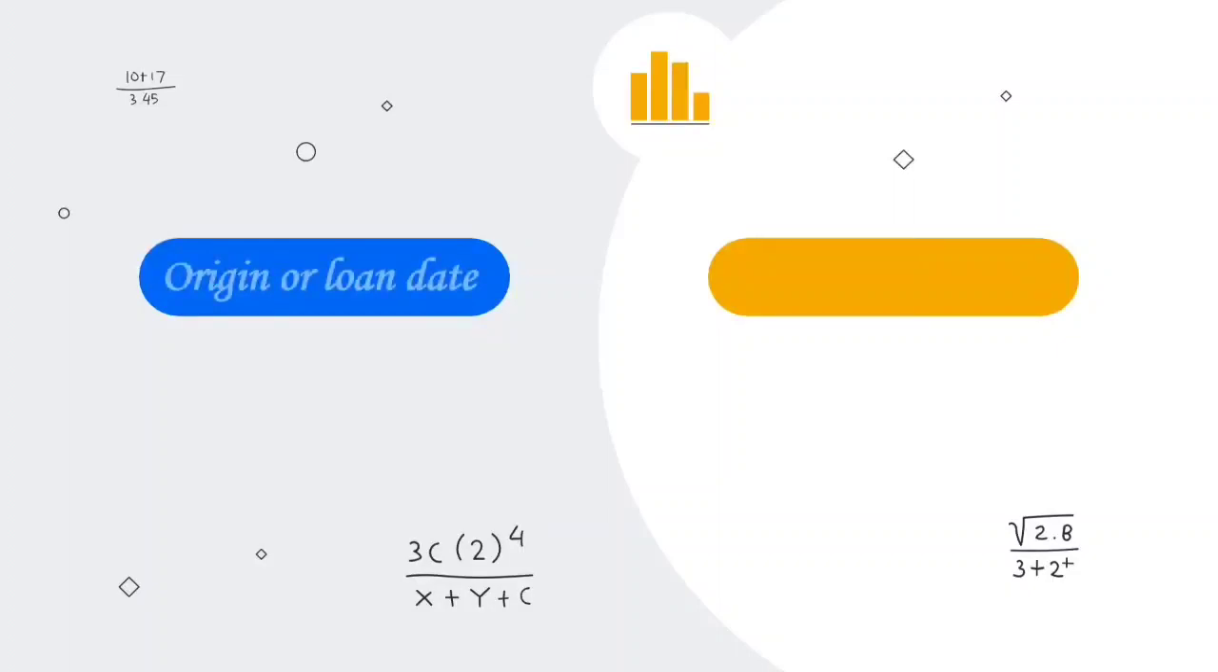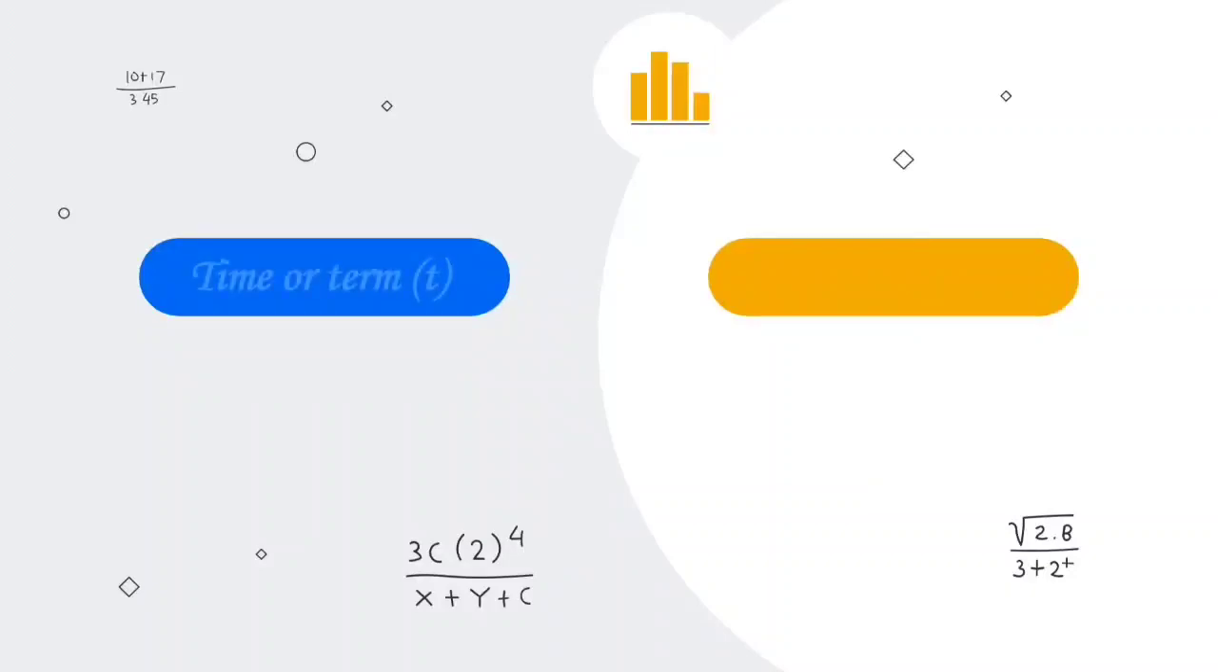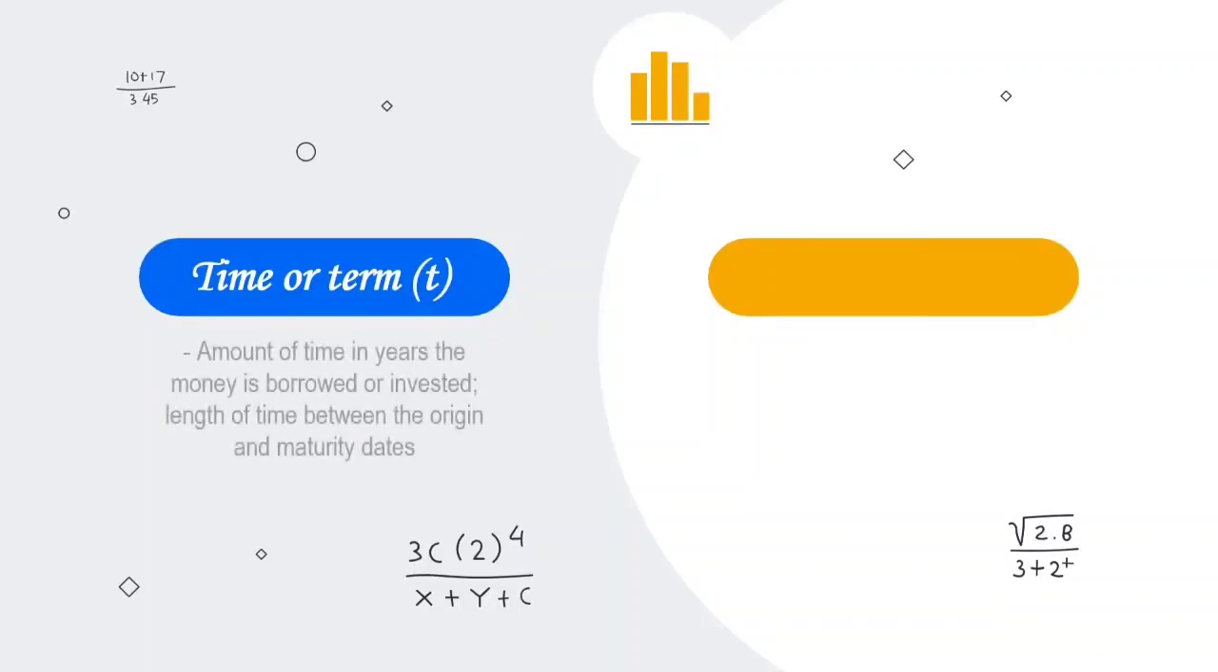Next, we have the origin or loan date, which is the date on which the money is received by the borrower. Maturity date, on the other hand, pertains to the date on which the money borrowed or loaned was completely repaid. Next, we have the time or term. Amount of time in years the money is borrowed or invested. This is the length of time between the origin and the maturity dates.